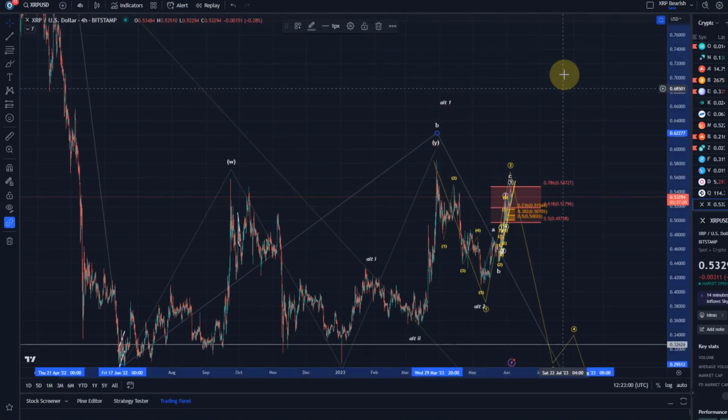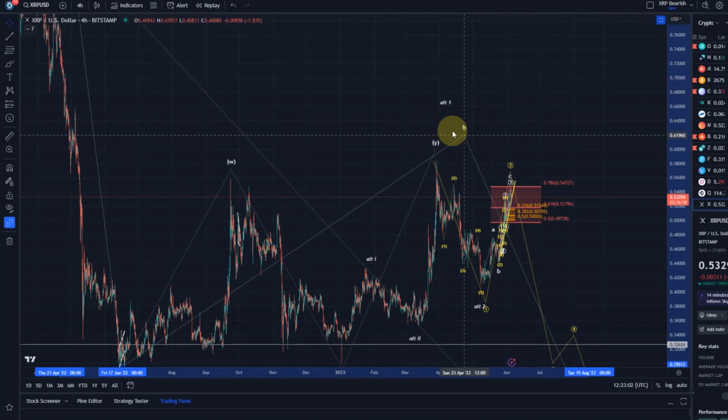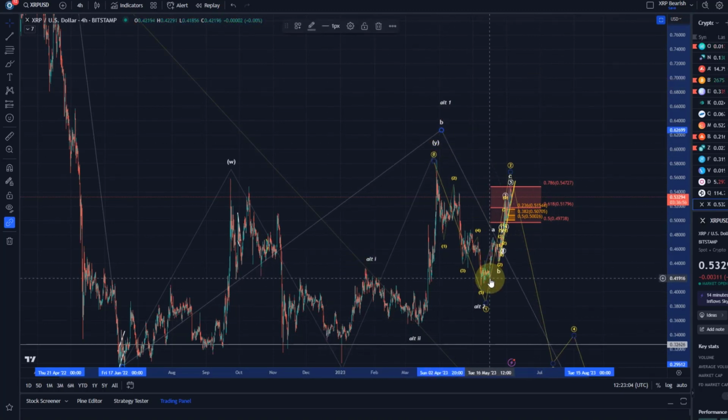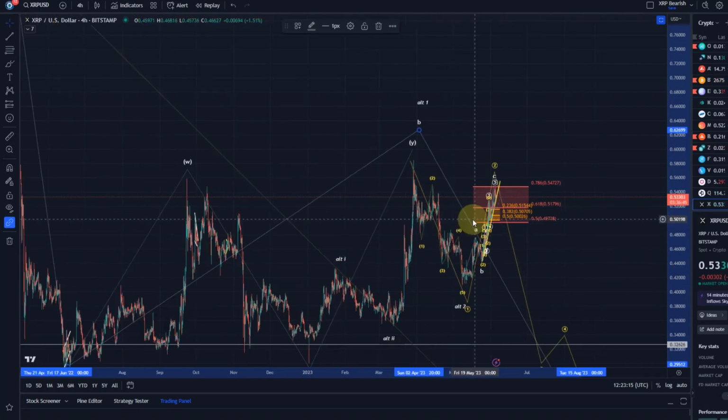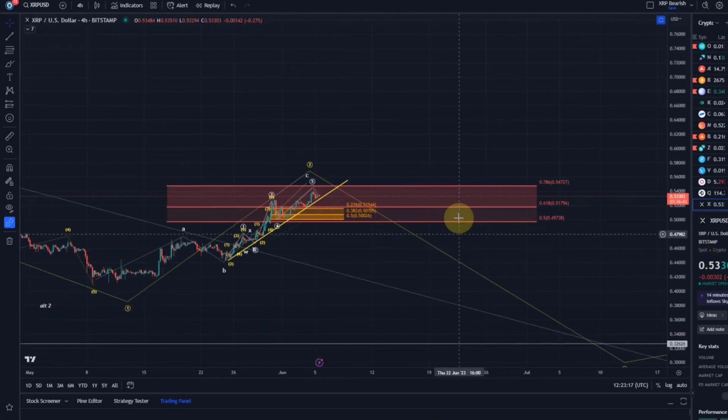It could just be an extension of the B wave, or this 1-2-1-2, which I still can't really believe, because the second wave 1 is not a clear impulse, and the second wave 1 is much longer than the first wave 1, which is not ideal. Now let's zoom into the detail here.